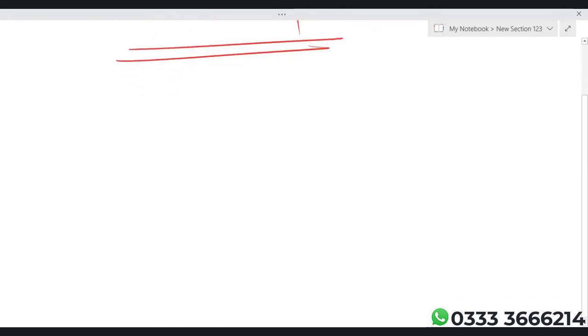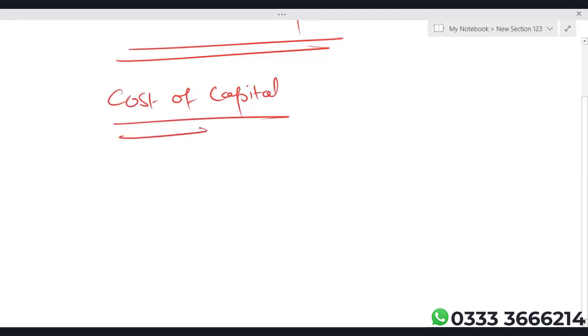Okay, students, very quickly, let's start the first topic, which is a little bit different. Start from cost of capital. After cost of capital, we'll go down to investment appraisal, inshallah. Let's just start with cost of capital.